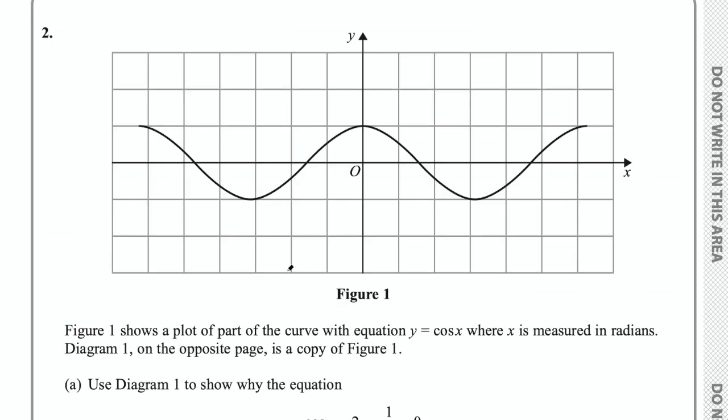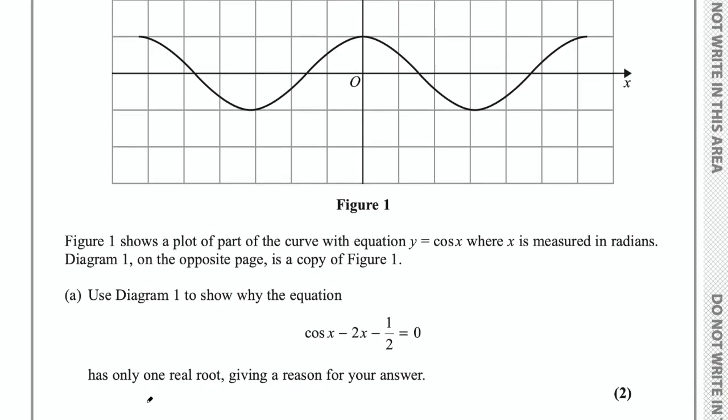Question 2 gives us a diagram. It says figure 1 shows a plot of part of the curve with equation y equals cosine of x, where x is measured in radians. Diagram 1 on the opposite page is a copy of figure 1. Part A says use diagram 1 to show why the equation cosine of x take 2x take a half equals 0 has only one real root, giving a reason for your answer.